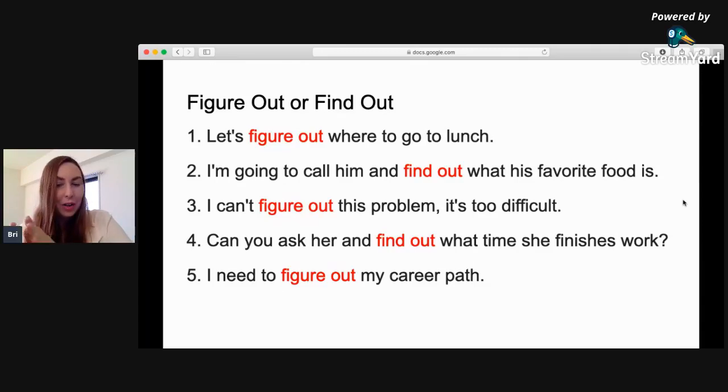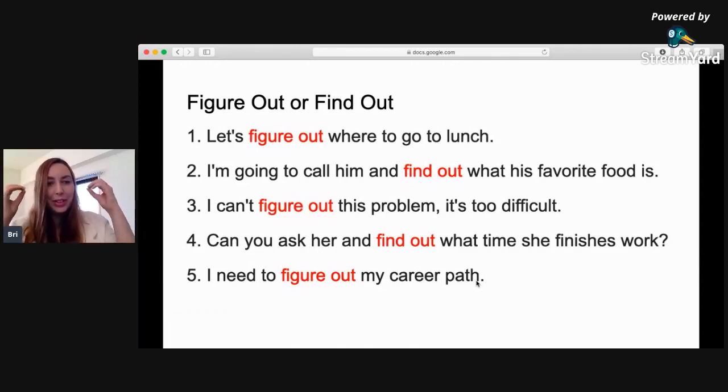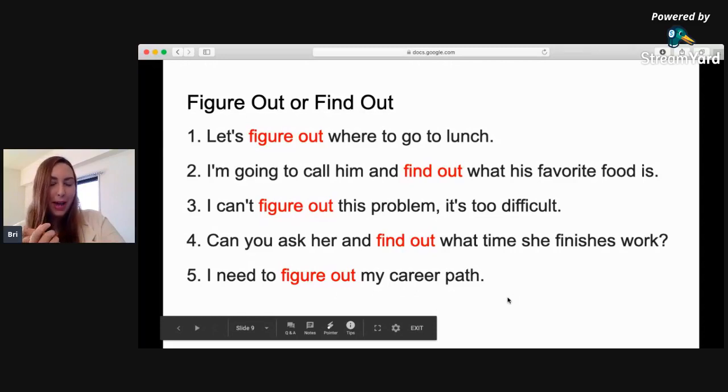So I would say the correct answer is figure out. I need to figure out my career path. So I need to think. I need to decide. I'm making a decision. If you said find out, I need to find out my career path. That means it's already been decided for you. So maybe your parents decided it or your teacher decided it. You have no choice. You just need to get that information. So usually when we're choosing a career path, you take time to really think and find the best way for you. So I need to figure out my career path. What should I do?